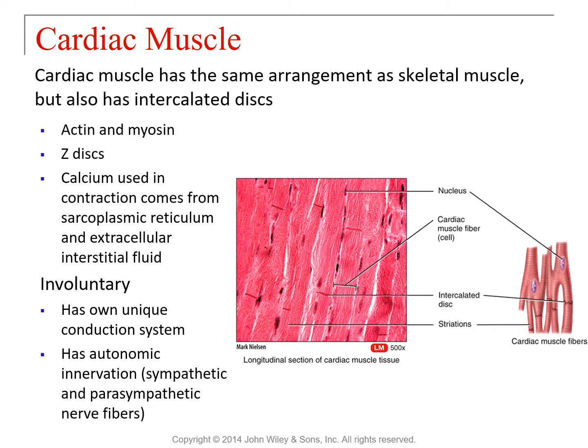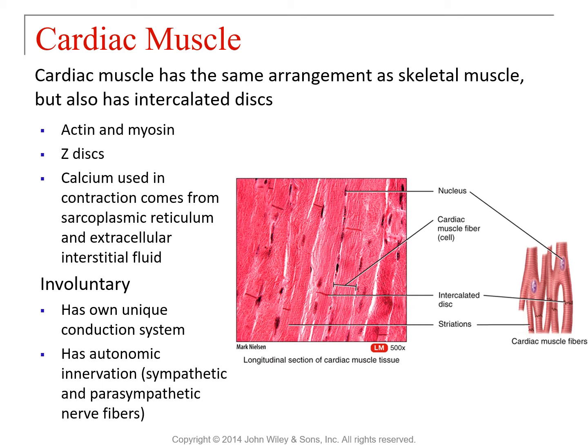But I did want to note some of the similarities between cardiac muscle and skeletal muscle. So cardiac muscle also has actin and myosin. There are also Z discs. It also uses calcium in contraction. And so basically it uses the exact same crossbridge cycle that you see in skeletal muscle.